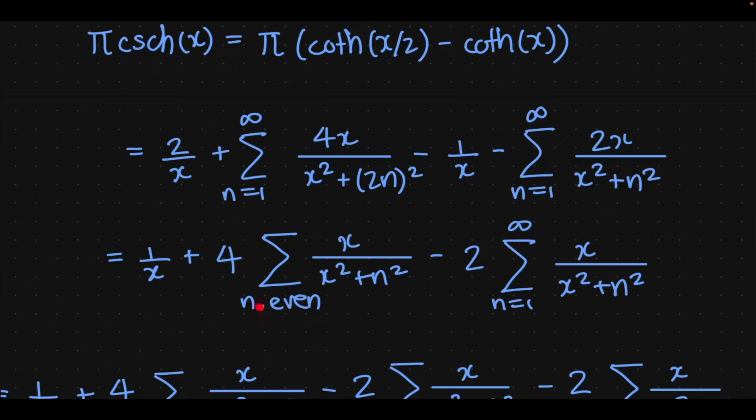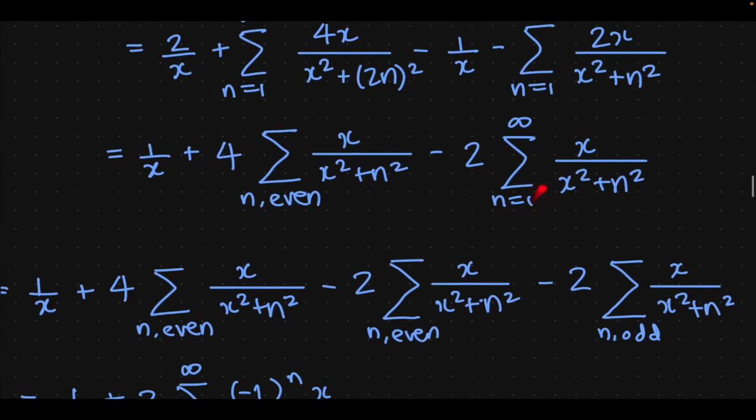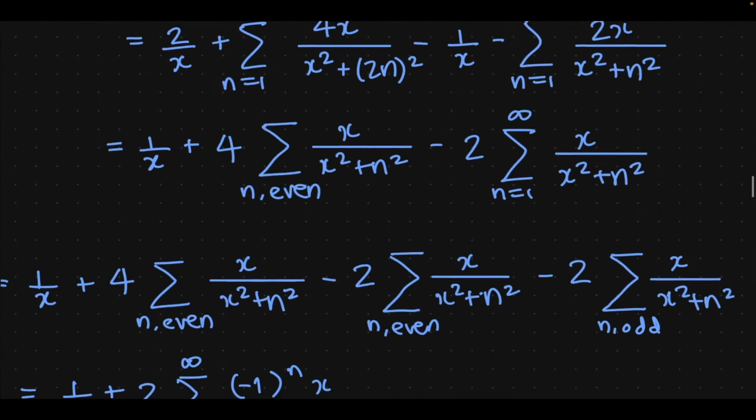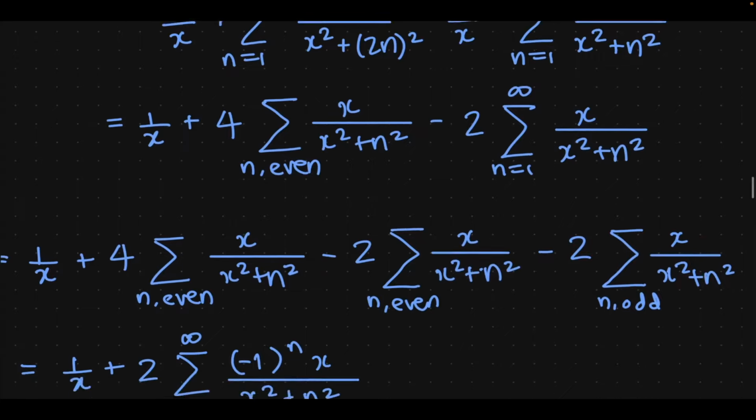We can reindex this entire thing to be the sum over all even numbers. So n is even and, basically greater than 0. So 2, 4, 6, 8, and so on. x over x squared plus n squared minus 2 times sum from n equals 1 to infinity, x over x squared plus n squared. Okay. Now notice we can split the second sum as well into its even and odd parts. So we have 1 over x plus 4 times sum over all even integers that are greater than 0. x over x squared plus n squared minus 2 times the sum from n even, x over x squared plus n squared minus 2 times sum of n odd, x over x squared plus n squared.